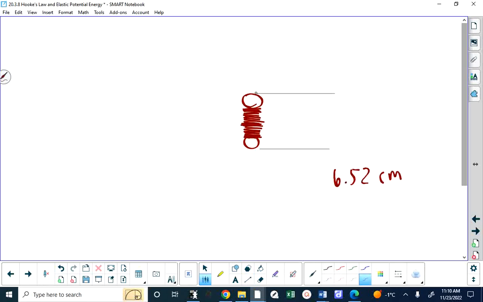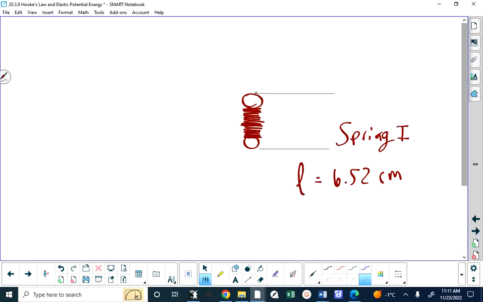By the way, all of your distance measurements should be to the nearest hundredth of a centimeter. I'm going to come back to that. You need to record that someplace, as well as your spring. So this would be spring I. You would record someplace in your work spring I, and you would say the length of the spring is that.